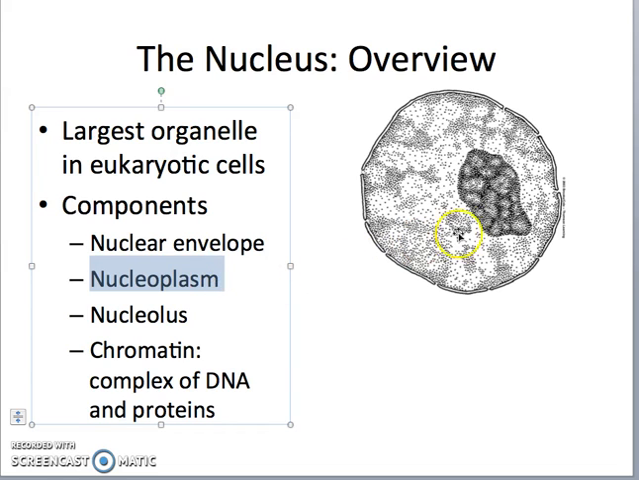There is a dark, dense structure that can be seen in the nucleus, and that is called the nucleolus. And then finally, what you can't see here is chromatin. Chromatin is formally defined as the complex of DNA and proteins. So when we say that DNA is located in the nucleus, sometimes we'll call it chromatin to reflect the fact that it's DNA not by itself, but it has proteins attached to it.